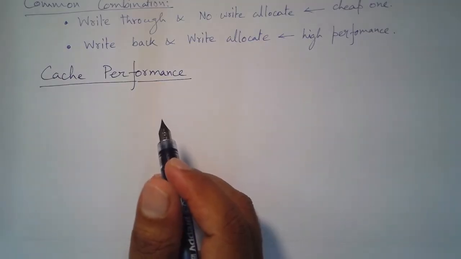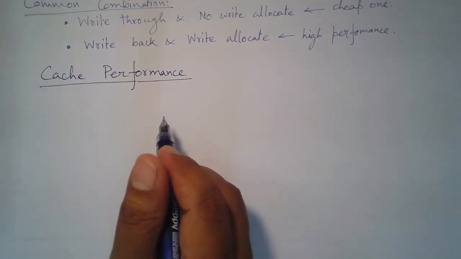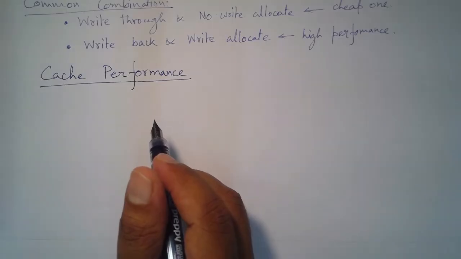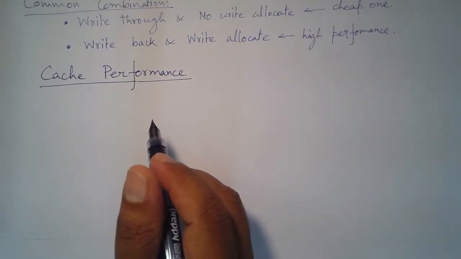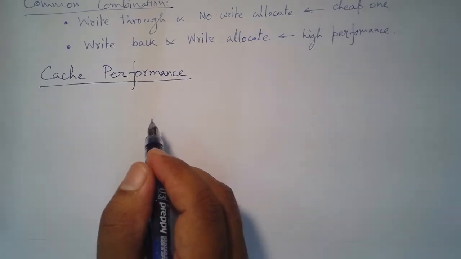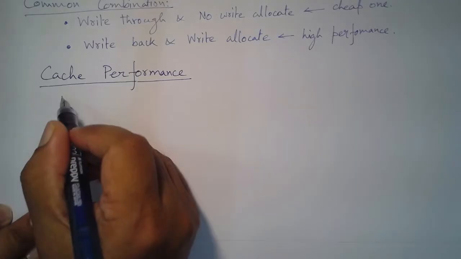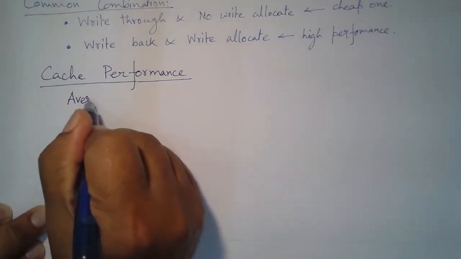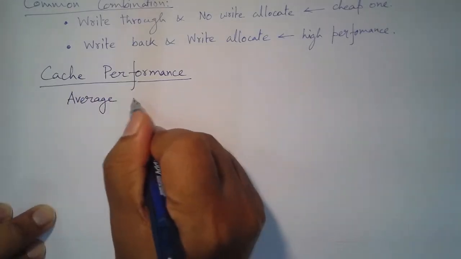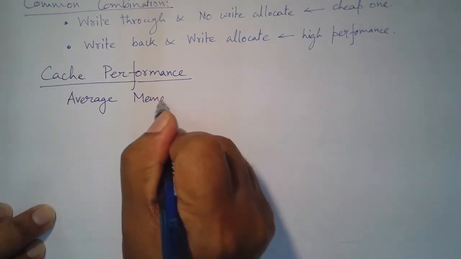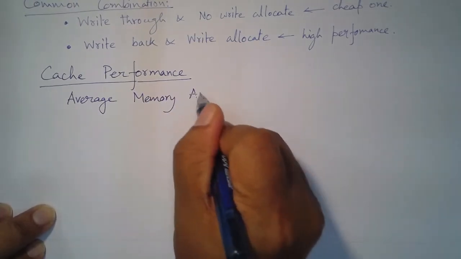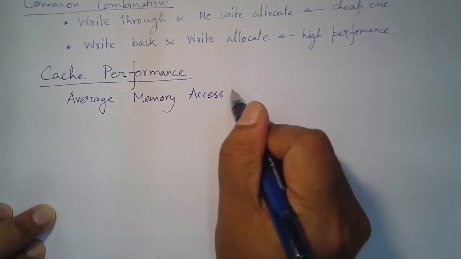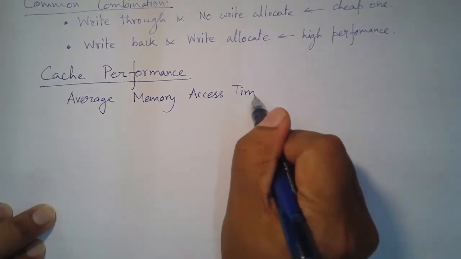If we want to understand cache performance, it's nothing but the average memory access time. Whenever my processor wants to access some data, what will be the average memory access time? So we are interested in knowing the average memory access time. All right.